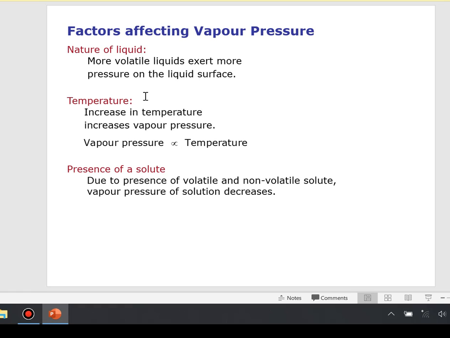Second factor is the temperature. As the temperature increases, vapor pressure also increases, so it is directly proportional. Presence of solute: due to the presence of a solute, the vapor pressure of the solution decreases.